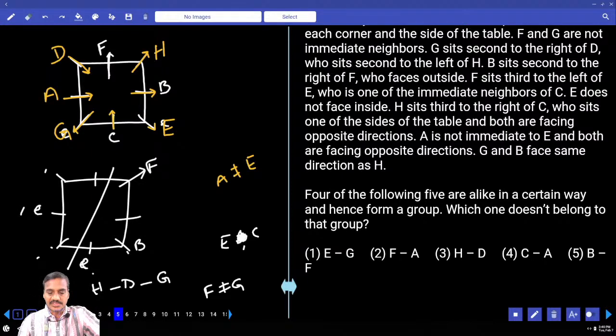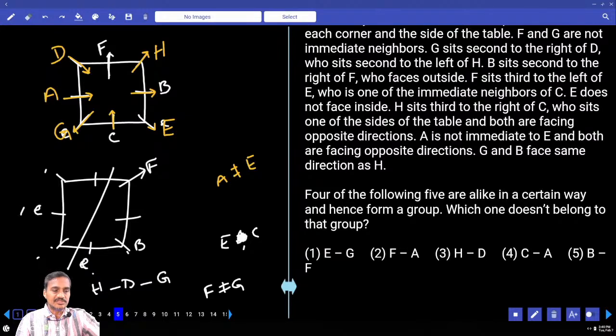Then we need to check the directions. E and G are facing the same direction. F and A are facing opposite directions. H and D are facing opposite directions. And C and A are facing the same direction. Here also it is not there. Then direction, E and G.